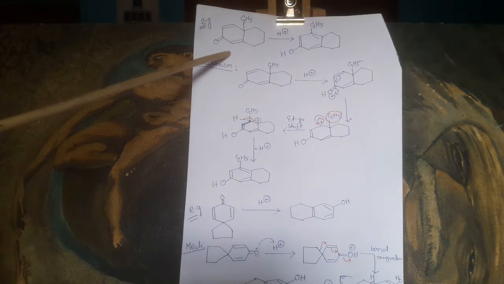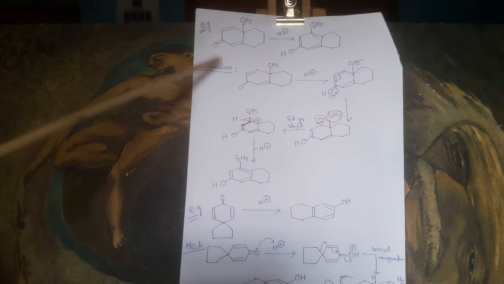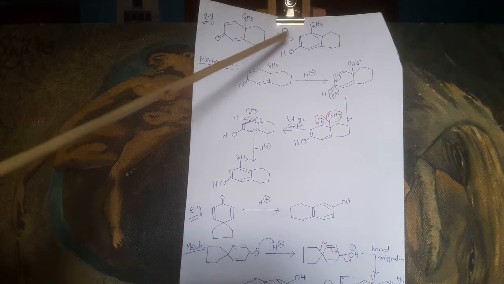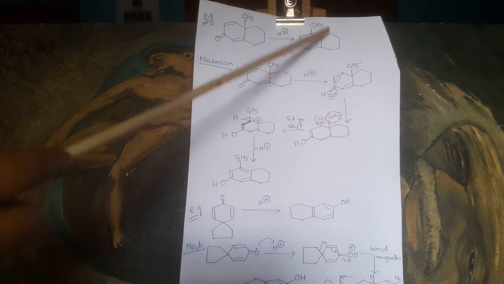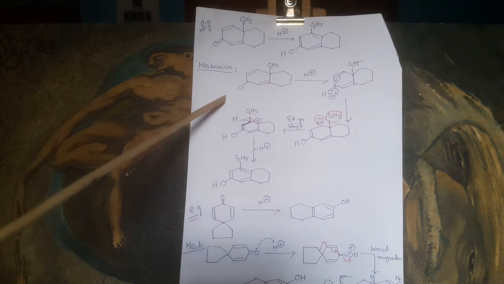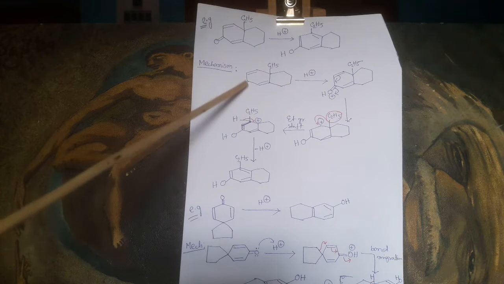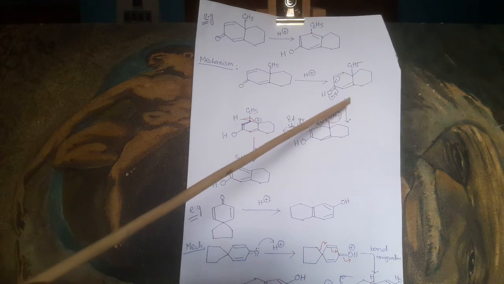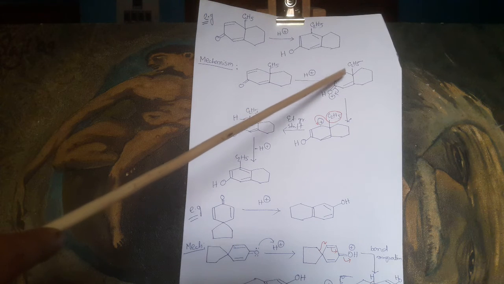Now, we see one example. This is a dienone compound, and in the presence of acid, this type of phenol compound is formed. Now, see the mechanism. In the presence of acid, this oxygen gets protonated.